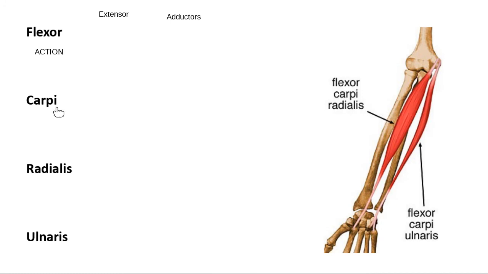We've got another regional term, right? Carpi, that's referring to the carpal region, the wrist region. Check out these right here, though. What do these look like? Radialis and ulnaris. What do those look like? Yeah, those look like the bone names, right? Bone names, which are also regional terms, right?